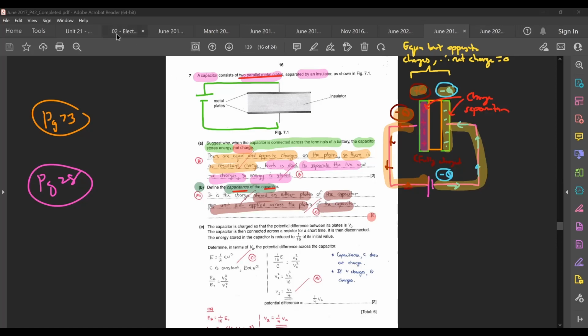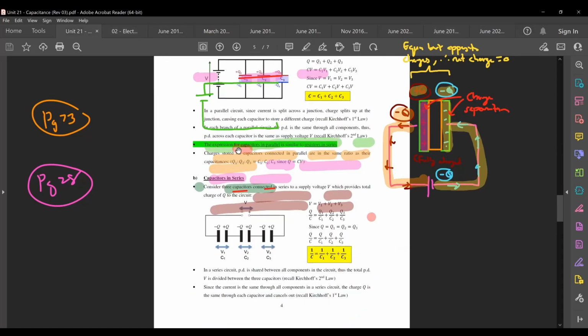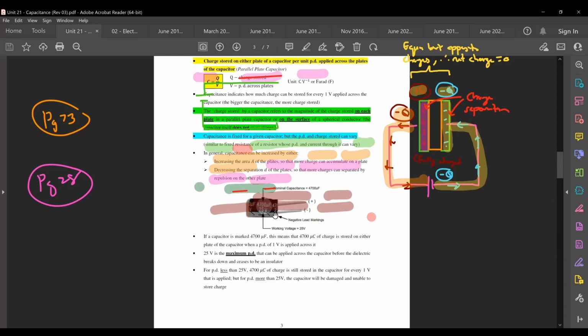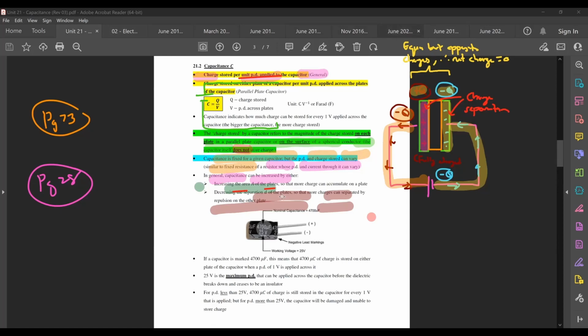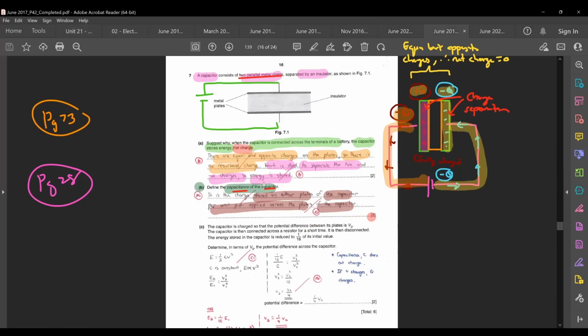This one is actually the definition from your notes under page 3. Okay, there's 2 definitions that I gave in the beginning. One for a general definition, one for parallel plate capacitor. So you use the definition for parallel plate capacitor. Okay, so that one should be okay.